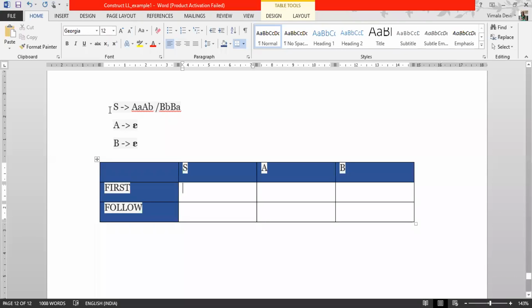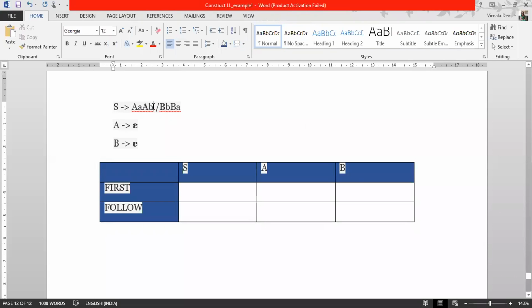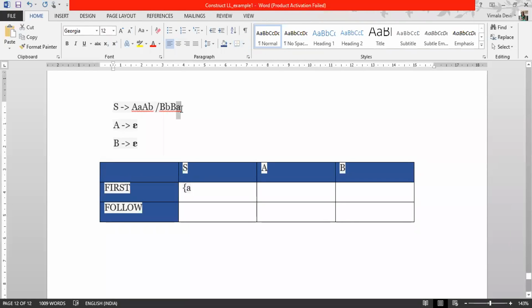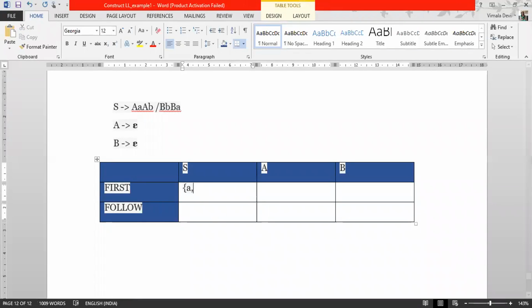So what is first of S? First let us consider only this rule, S derives AB. First of S is first of A, but A could be replaced by epsilon, isn't it? If A is replaced by epsilon, first of S contains B. Now go to the next rule. From this rule, what is first of S? First of S is first of B, but B produces epsilon. If B is replaced by epsilon, first of S is A.